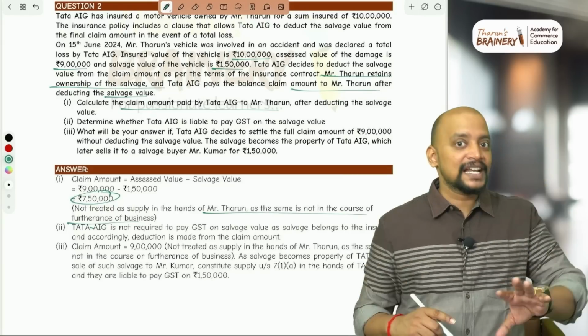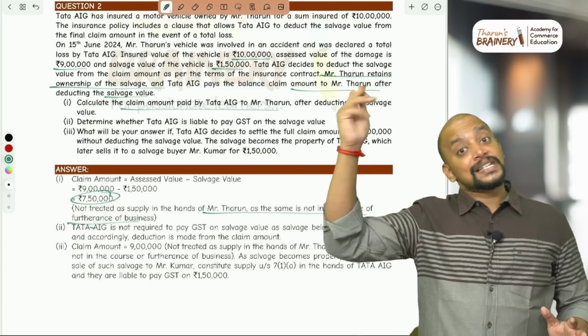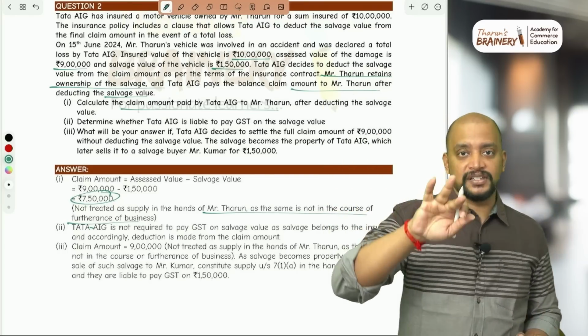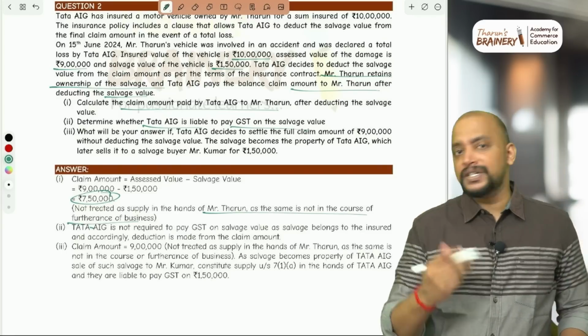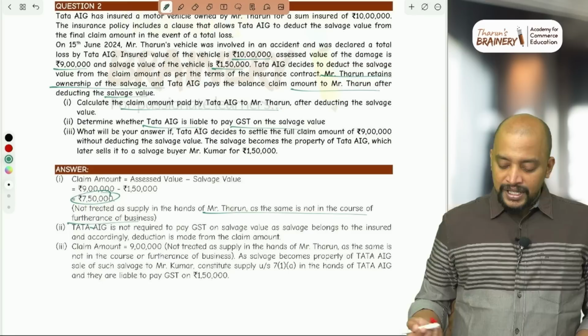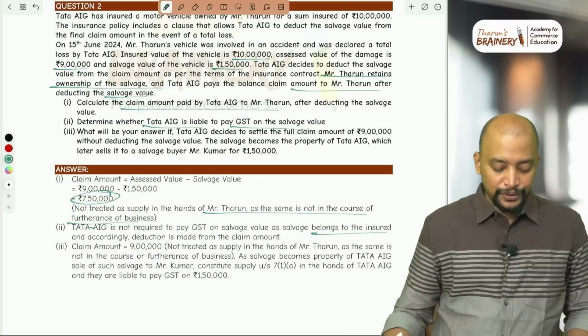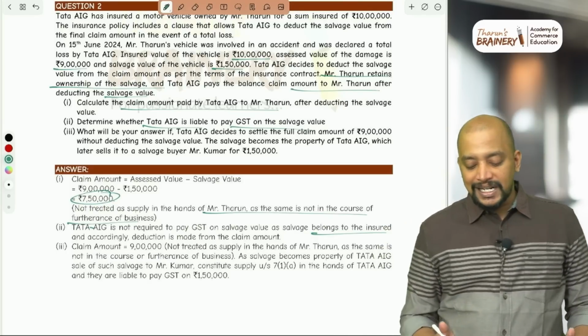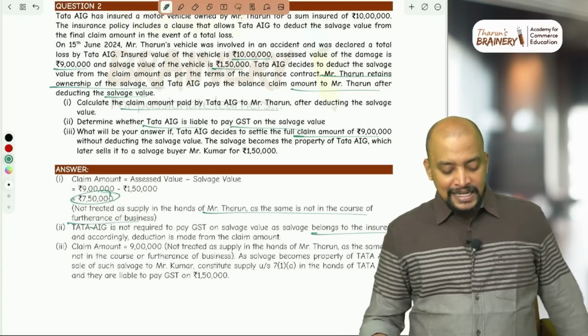Of course, even then 7,50,000 will not come under supply. So that salvage, when he sells, that only will become supply if it is a business asset also. Okay, then determine whether Tata AG is liable to pay GST on the salvage value. No, because this is not owned by the insurance company, but it belongs to the insured. Due to that reason, what will be your answer if Tata AG decides to settle the claim amount of 9 lakhs without deducting the salvage value?